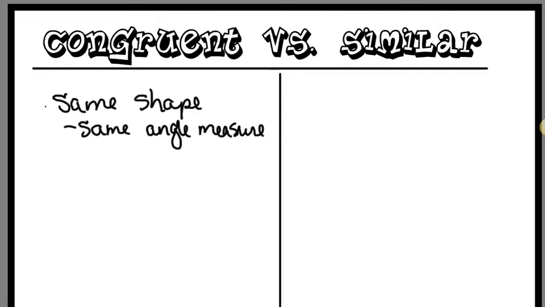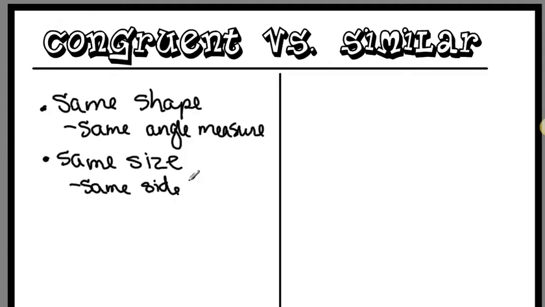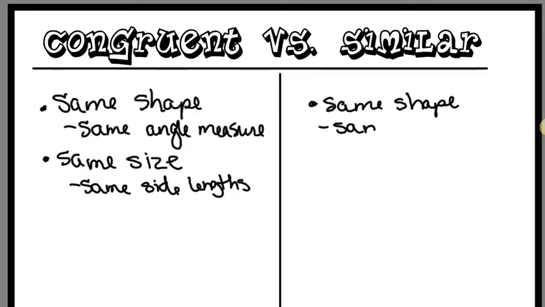And then they also have to have the same size. Their size is determined by those side lengths, so they have to have the same side lengths. For objects to be similar, they only have to have the same shape. Their size doesn't matter, so we're really only looking at those angle measures.